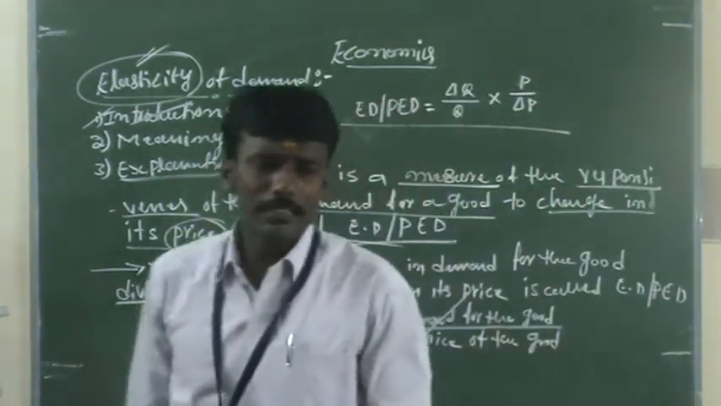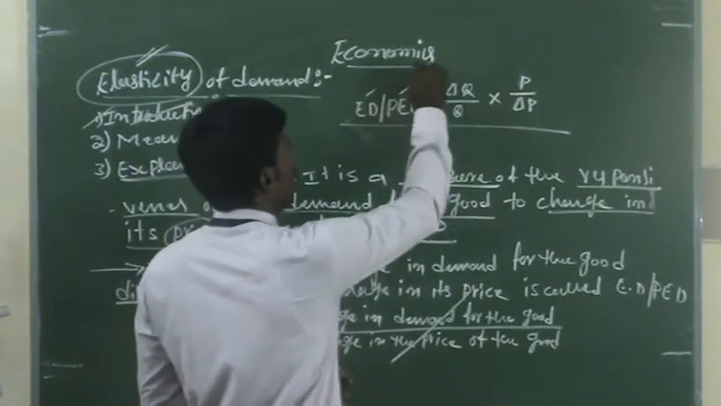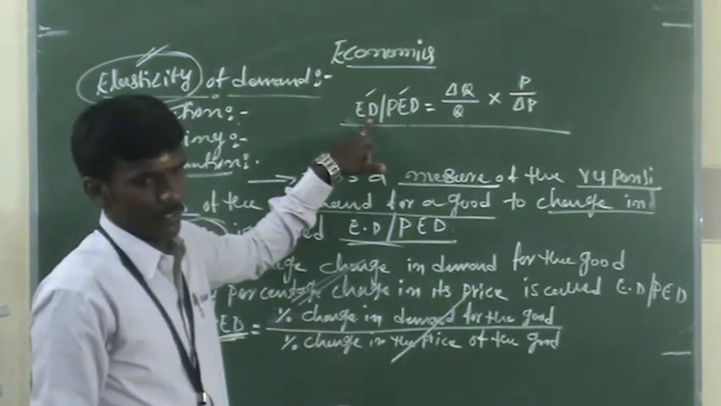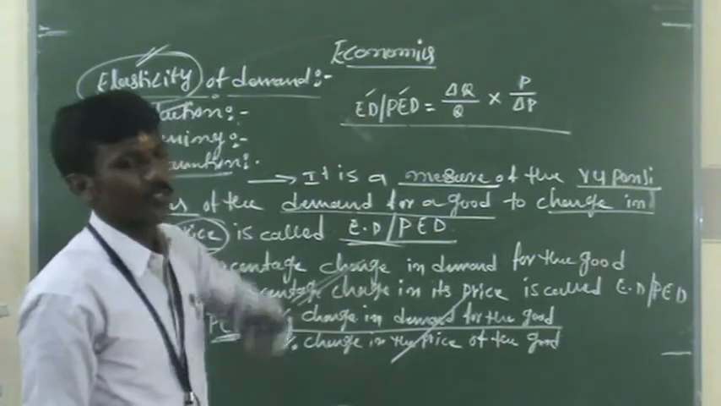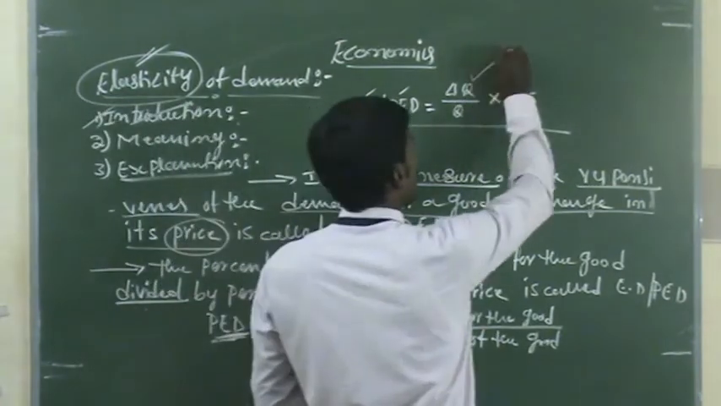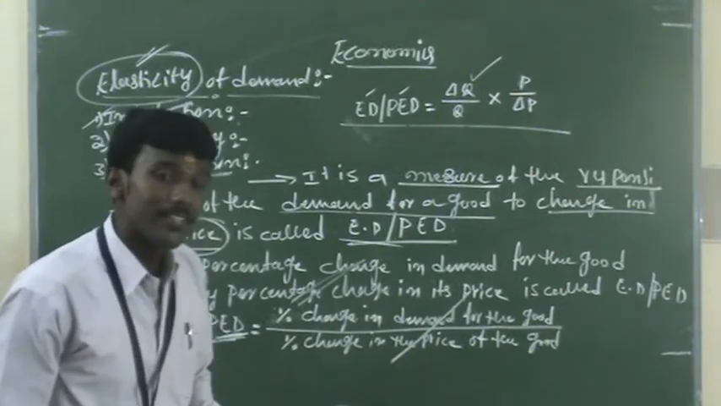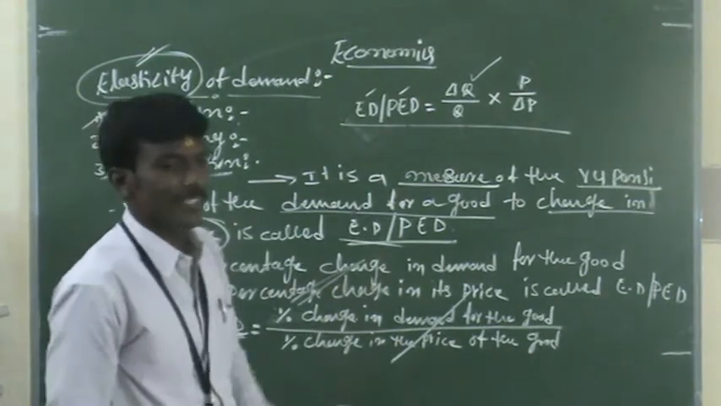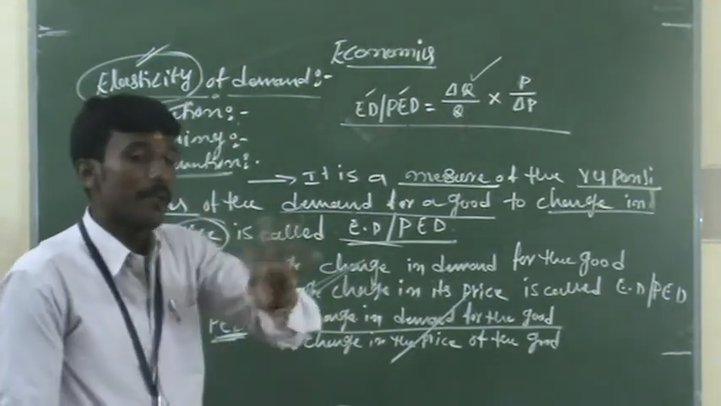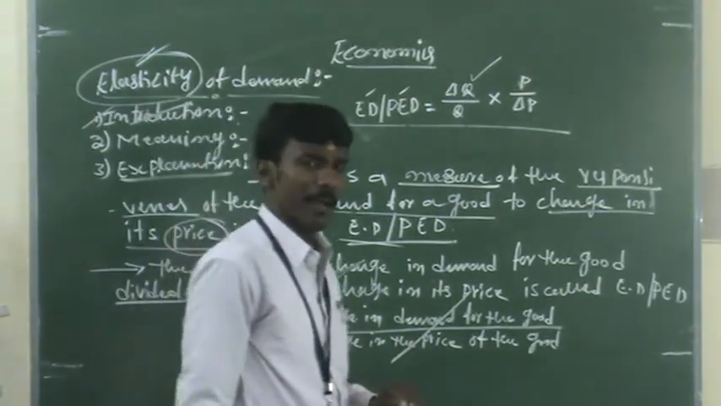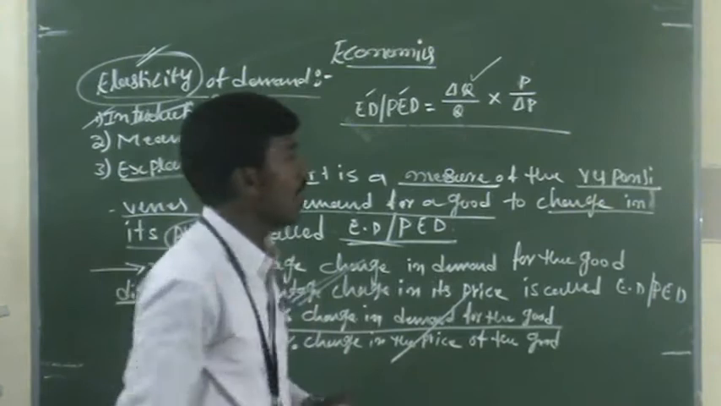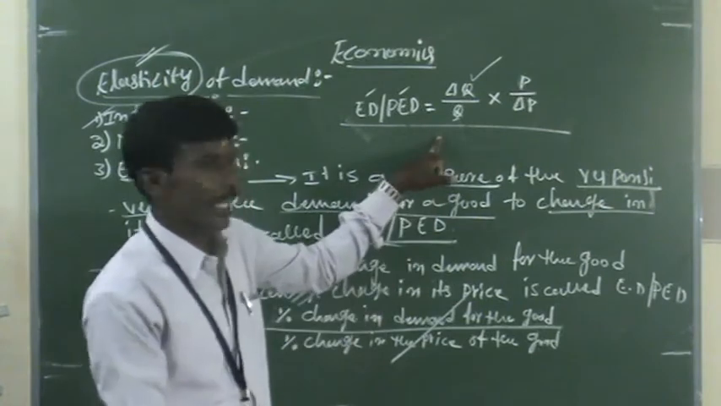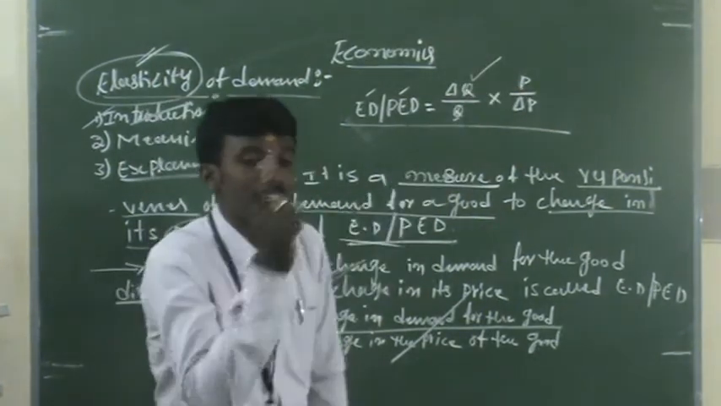Well students, now in this above formula, the ED or the PED stands for what? Already you know, price elasticity of demand. ಬೆಲೆ ಬೇಡಿಕೆ ಸ್ಥಿತಿಸ್ಥಾಪಕತ್ವ ಅಂತ ಕರೀತಾ ಇದೀವಿ. Then delta Q stands for the changes in quantity of demand. ಅಂದ್ರೆ ಡಿಮ್ಯಾಂಡ್ ಪ್ರಮಾಣದಲ್ಲಿ ಆಗ್ತಾ ಇರತಕ್ಕಂತ ಬದಲಾವಣೆ. Then Q stands for initial quantity.